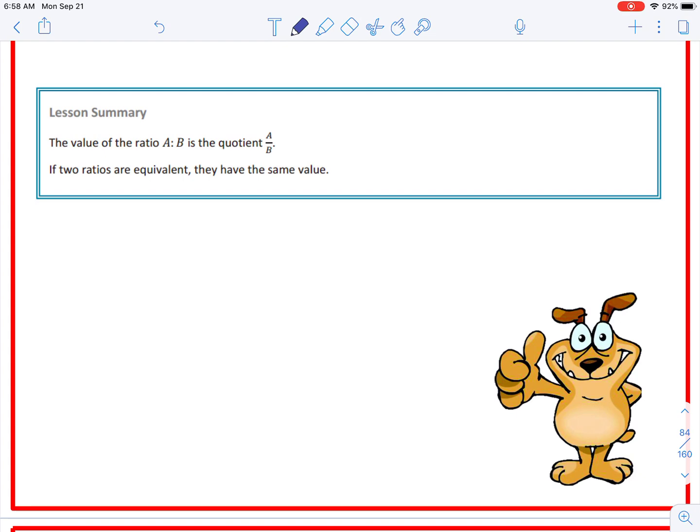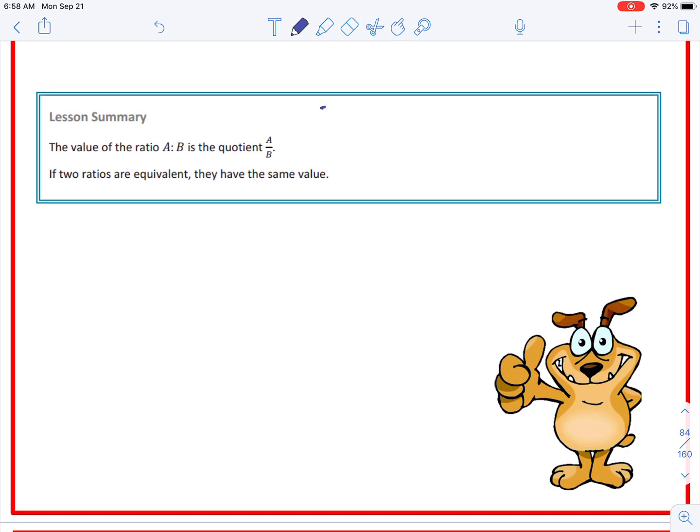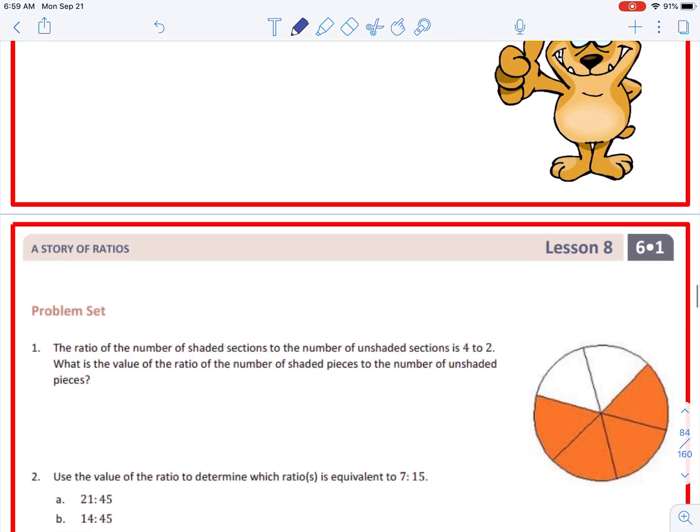Pause it when you need to, or ask me questions after you do that. Lesson summary: the value of a ratio A to B is the quotient A over B. This is just telling us that if we have a ratio 3 to 4, it is the same thing as 3 over 4. If two ratios are equivalent, they have the same value. 3 to 4 is equivalent to 15 over 20. Same thing, same value.